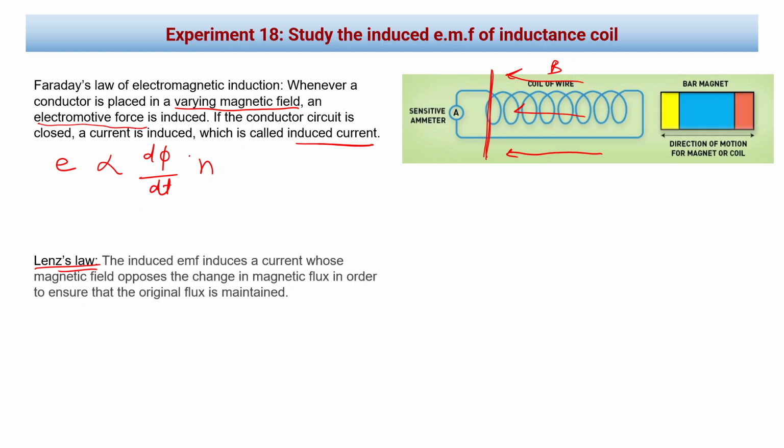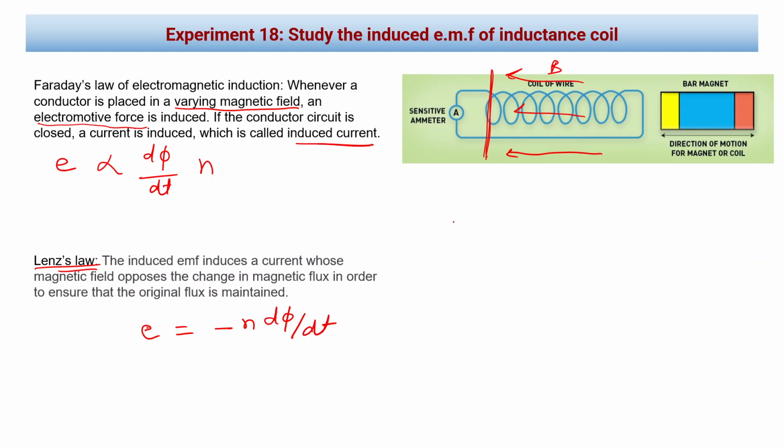And since it's opposing, we get a negative sign. If we write it again, the EMF induced is actually negative dΦ by dt. If we take the proportionality constant to be 1, we will get this. So it tells us the direction of this induced EMF. And this Lenz's law is also called Faraday's law of electromagnetic induction. This is the same version, but here it also tells us about the negative sign.